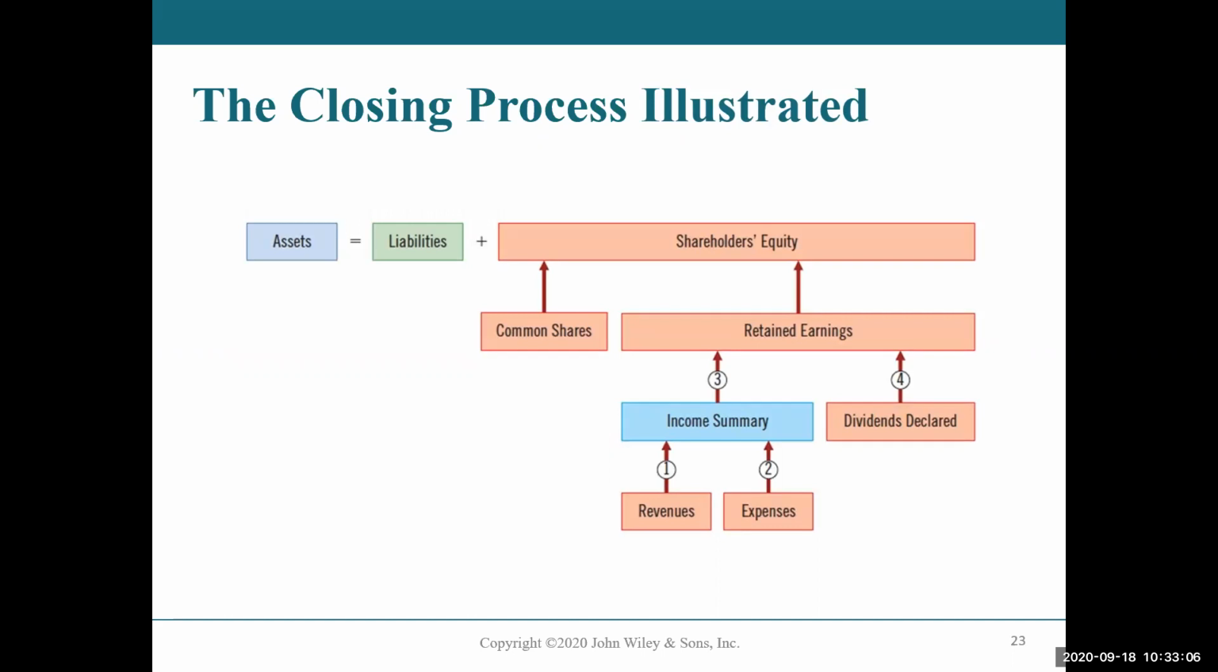This is just a pictorial representation of your closing process. So your accounting equation is assets equals liability plus shareholder equity. Shareholder equity is made up of common shares and retained earnings. And under retained earnings, now we are seeing income summary as a temporary account, which will capture the changes between revenue and expenses, and the dividend account that is closed against retained earnings.